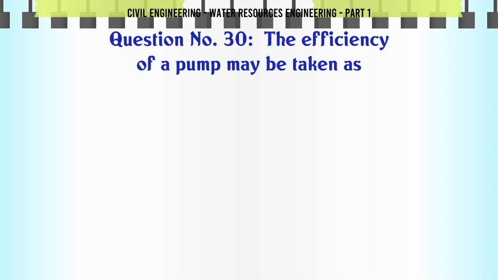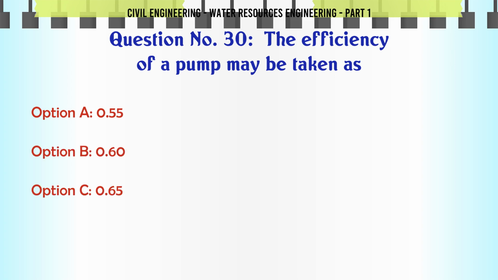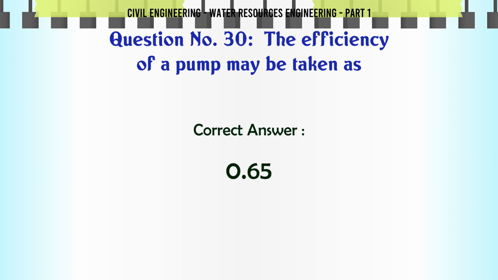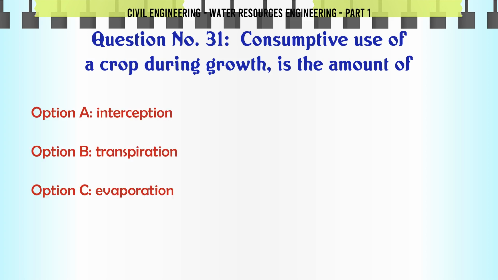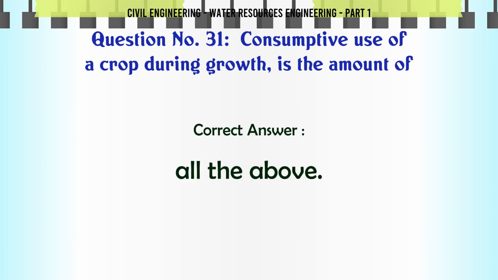The efficiency of a pump may be taken as: A. 0.55, B. 0.60, C. 0.65, D. 0.70. The correct answer is 0.65. Consumptive use of a crop during growth is the amount of: A. Interception, B. Transpiration, C. Evaporation, D. All the above. The correct answer is all the above.